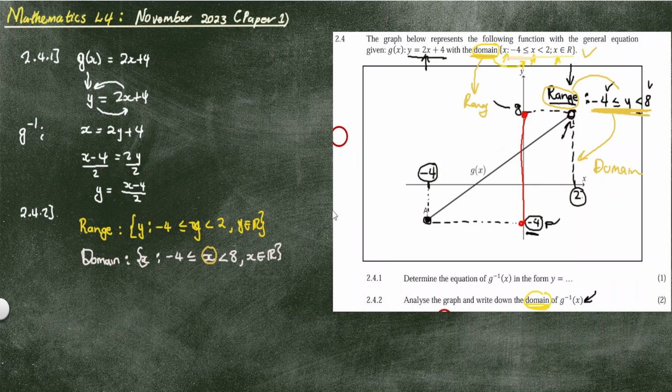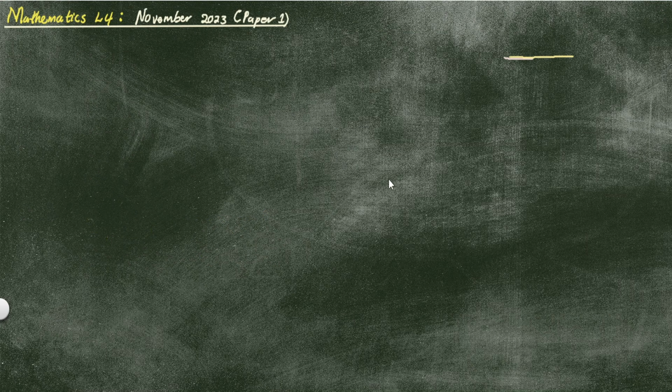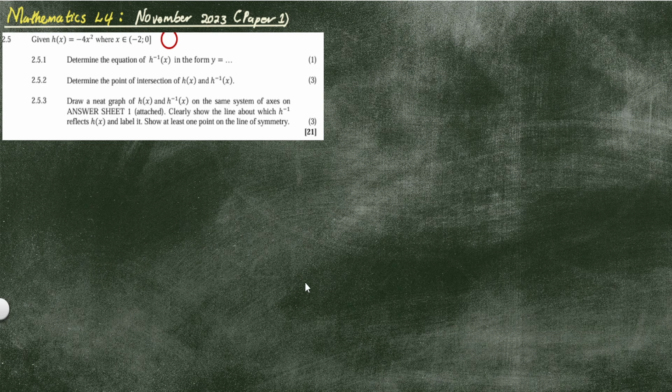Okay, so last question, 2.5. All right, we are given h of x equal to minus 4x squared, where x is an element of minus 2 to 0.